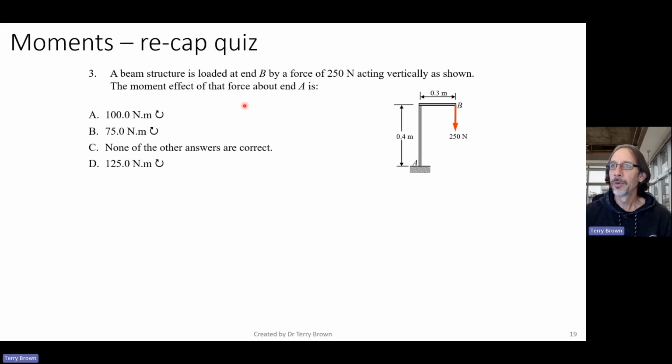Right, we've got another one here. Stop the video. Okay, hopefully you stopped the video and you're back, having come up with your own answer. So let's see what we got here. So 75 Newton meters clockwise. So again, perpendicular distance is 0.3. 0.3 times 250 is 75.